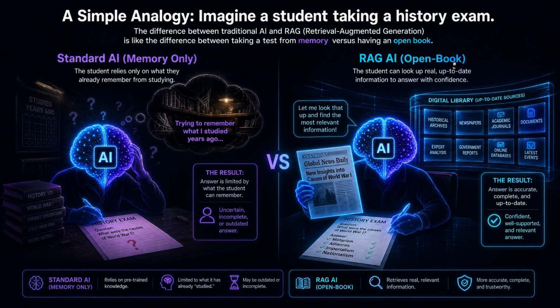RAG. The student is allowed to look at a library of newspapers. When asked about yesterday's events, they first go to the library, retrieve the newspaper from yesterday, augment their notes with that info, and generate a perfect answer.